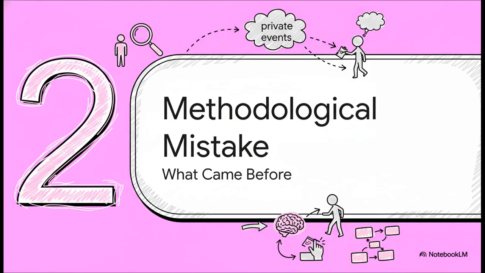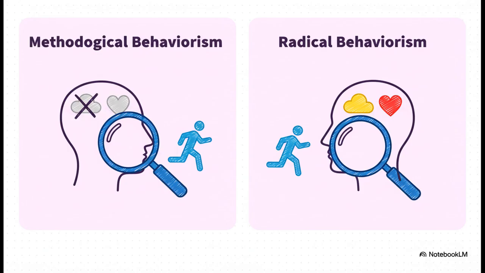To really get why it was such a game changer, we have to look at what came before it. This is where we see the big problem that radical behaviorism came in to solve. And this chart just lays it out perfectly. Over on the left, you've got methodological behaviorism. Its point of view was basically, hey, if I can't see it, if I can't measure it directly, then it's not science. It's off the table. So thoughts, feelings, nope, not part of the equation.